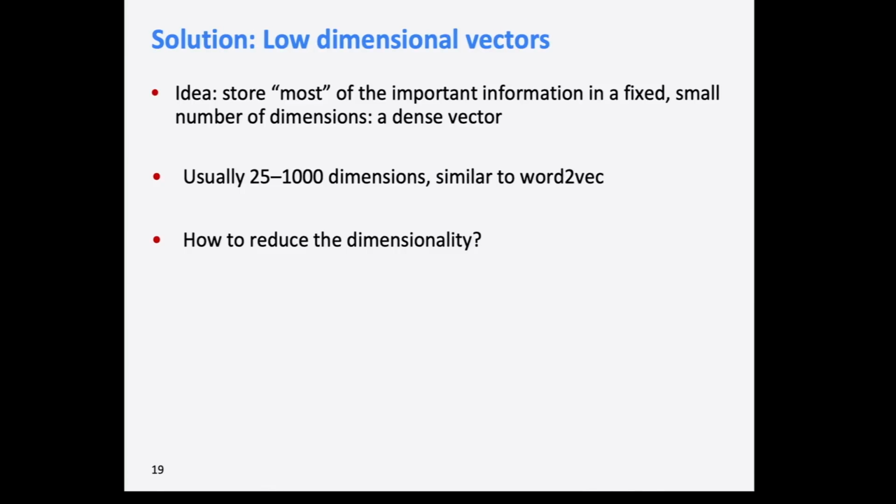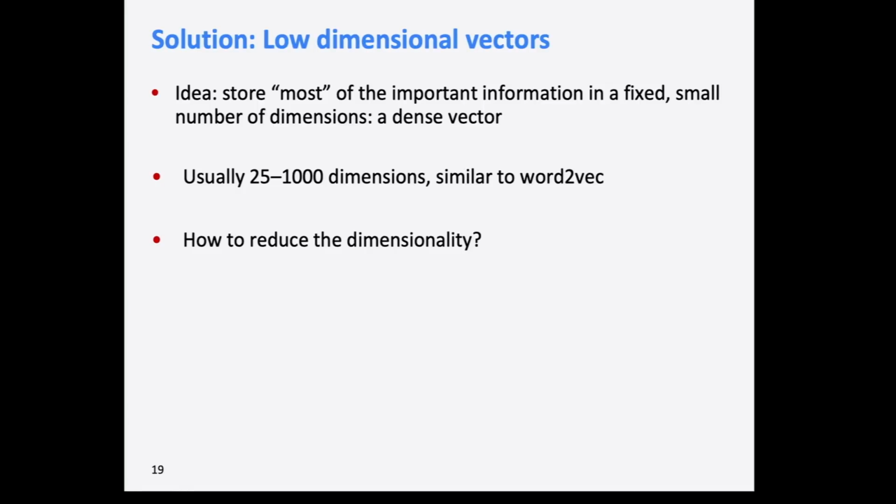And so there was a traditional answer to all of these things, which is, well, maybe we could take that big co-occurrence count matrix and somehow reduce its dimensionality, finding a corresponding low-dimensional matrix which preserves most of the information in the original matrix, and maybe reduces things to a dimensionality of somewhere around 25 to 1,000, as is done with word2vec.